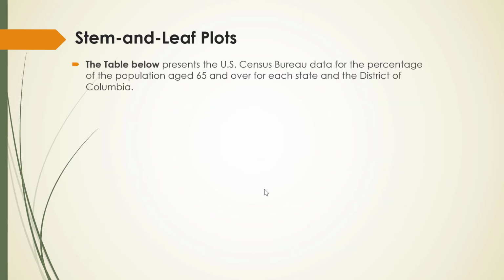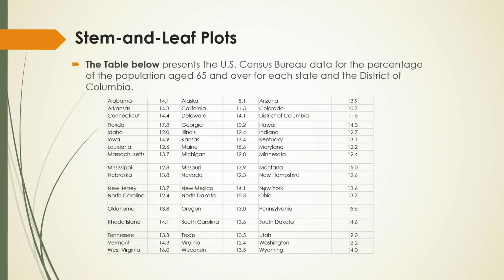Here's an example. The table below presents the U.S. Census Bureau data for the percentage of the population age 65 and over for each state and the District of Columbia. Here we have a data set, and this data set is in decimals. For sure we can construct a histogram for this data set, but we also can construct stem and leaf plots.